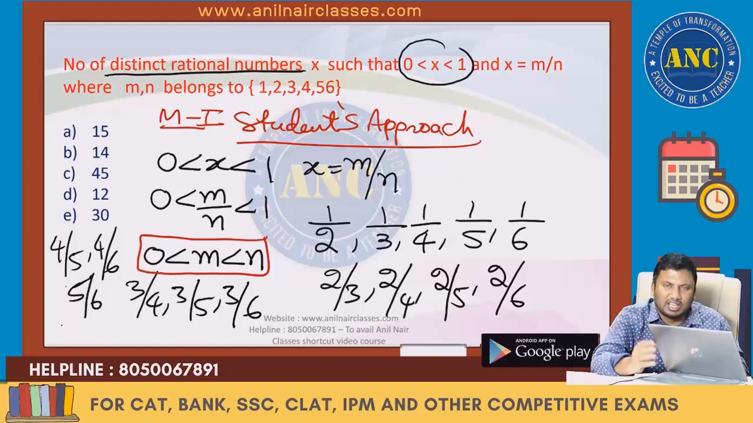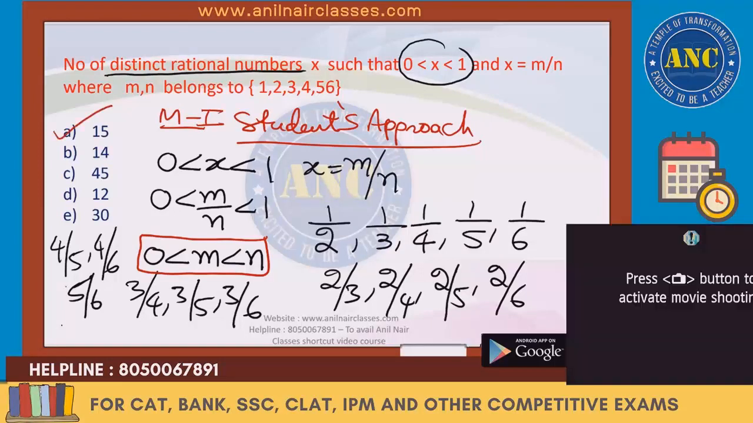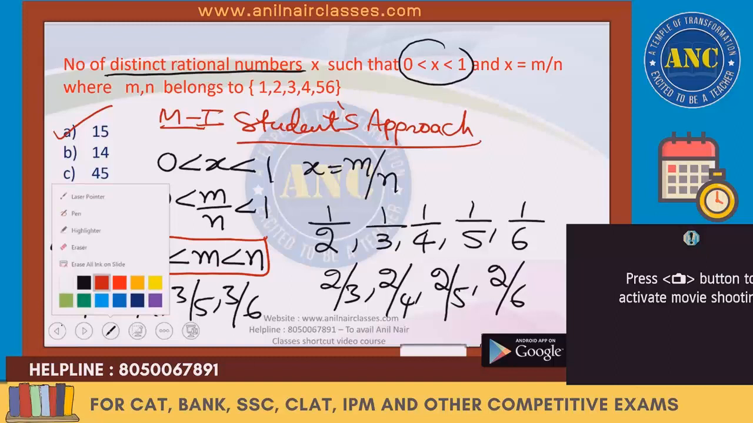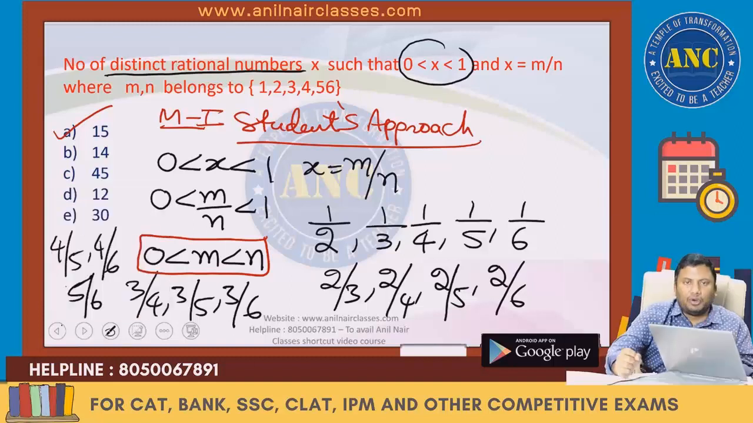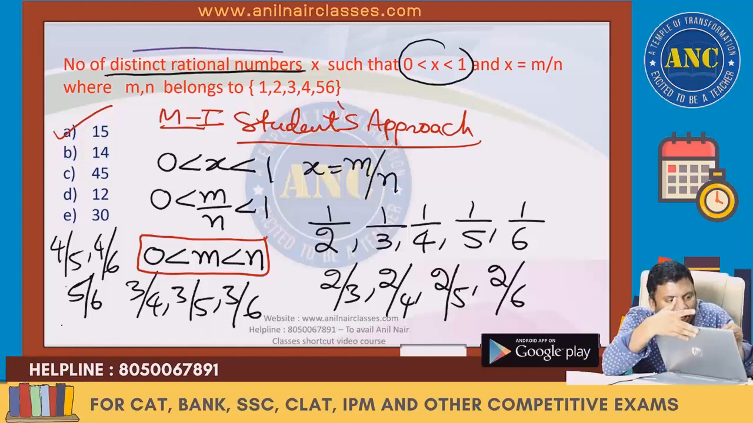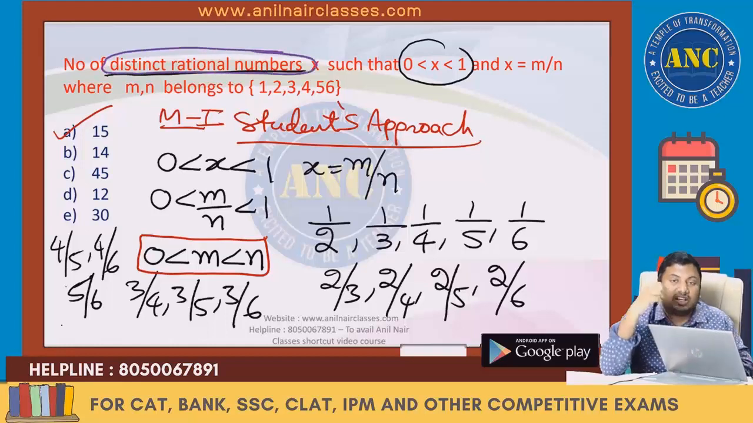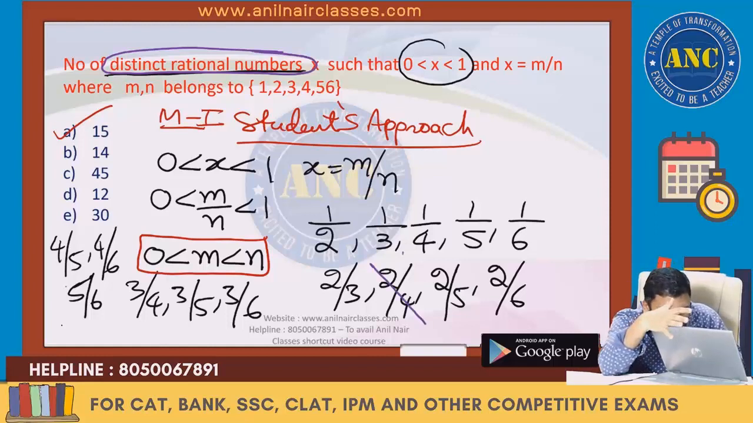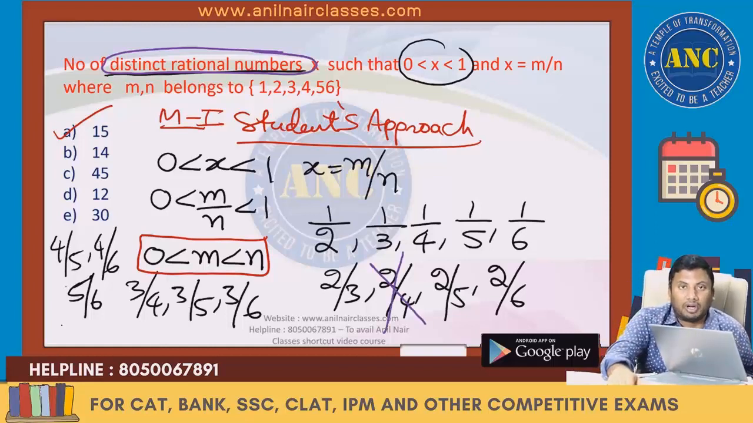Immediately they will count this in a hurry. It is not that they cannot solve the problem. In a hurry they will count it: 1, 2, 3, 4, 5, 6, 7, 8, 9, 10, 11, 12, 13, 14, 15. They will tick mark 15 as the answer. But they have not read the question properly. This is where you will make silly mistakes. If you have read the question, it says distinct rational numbers. 2 by 4 and 1 by 2: 2 by 4 is 1 by 2. You are duplicating it.